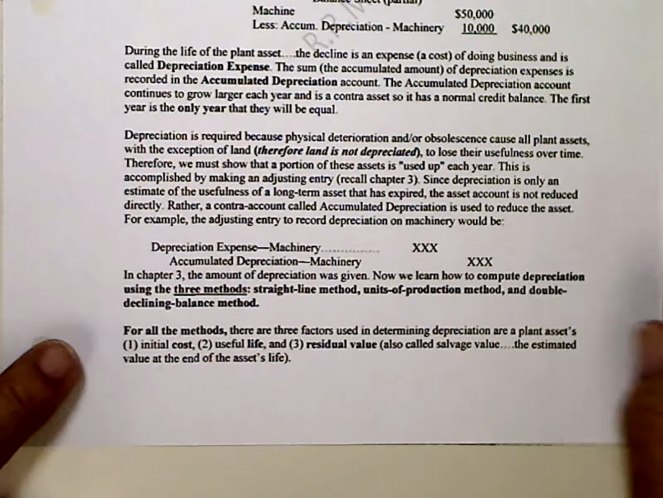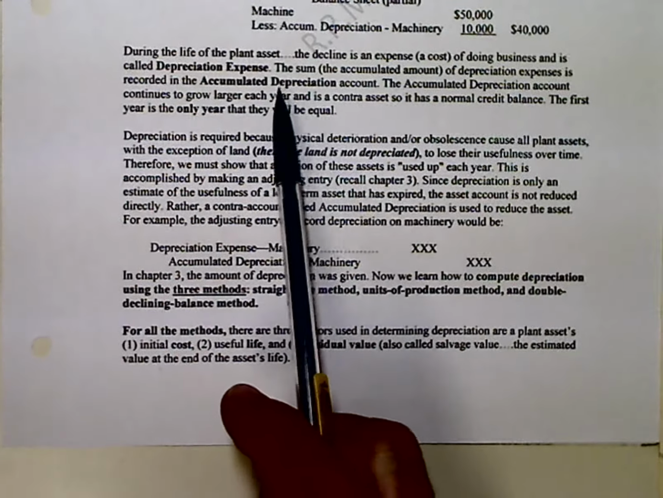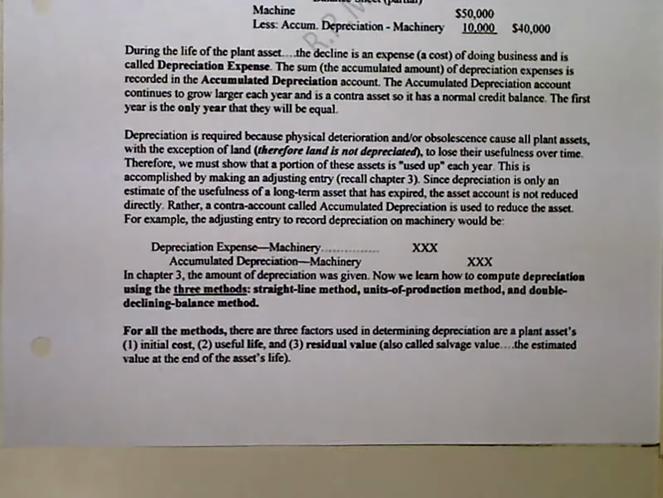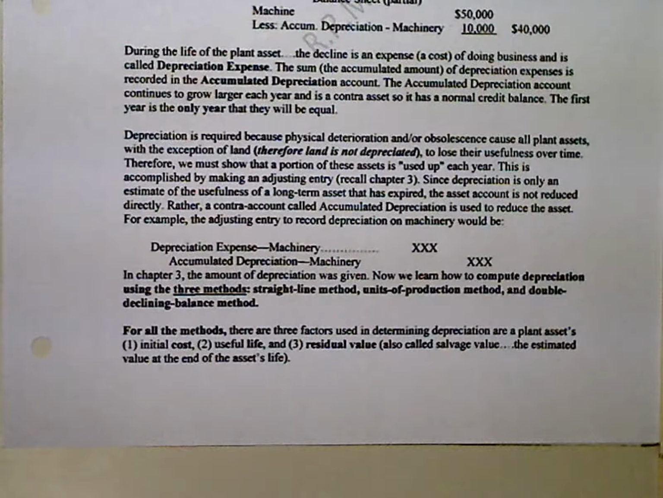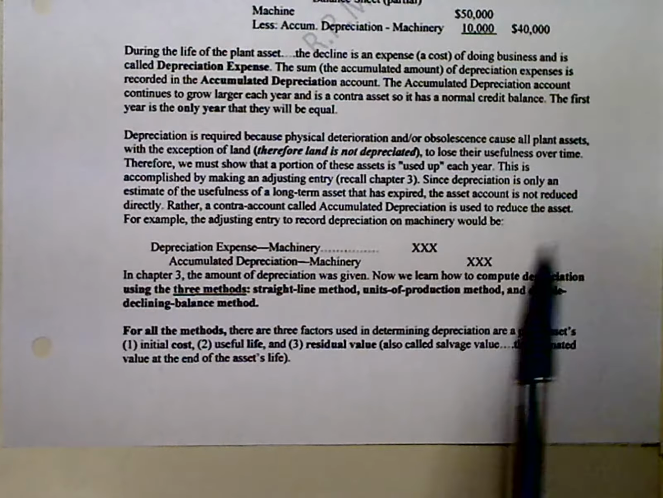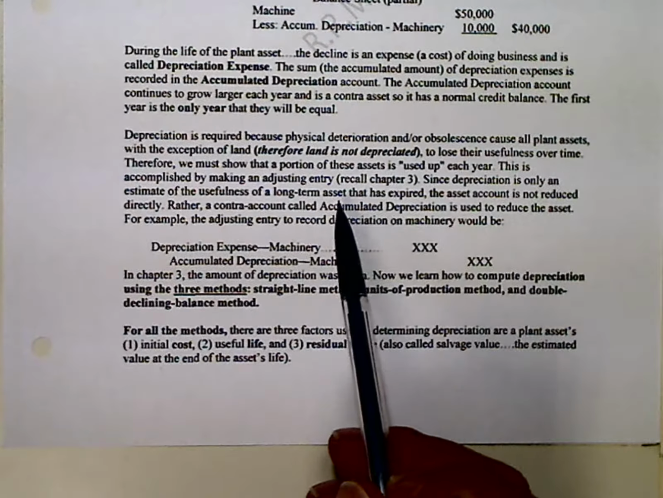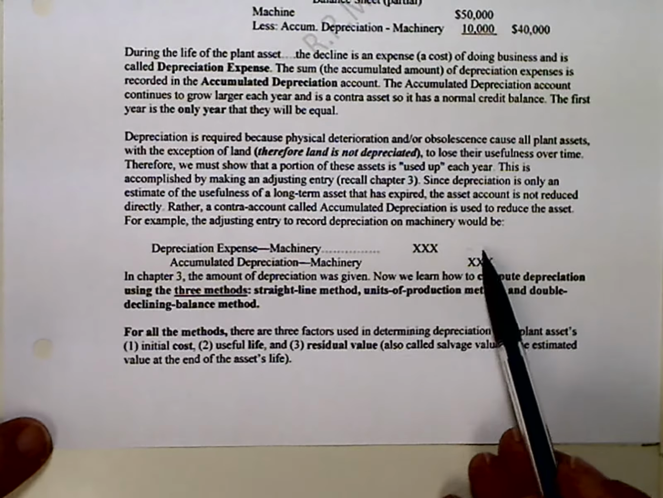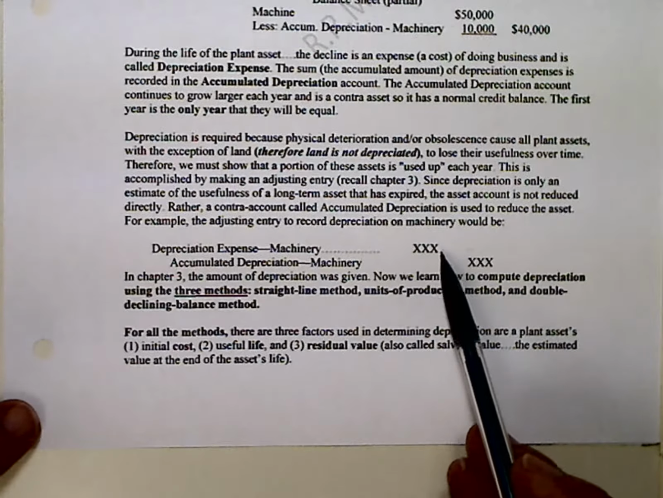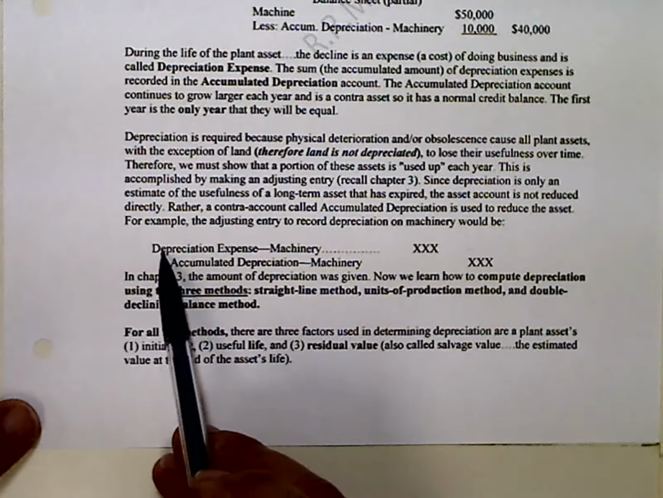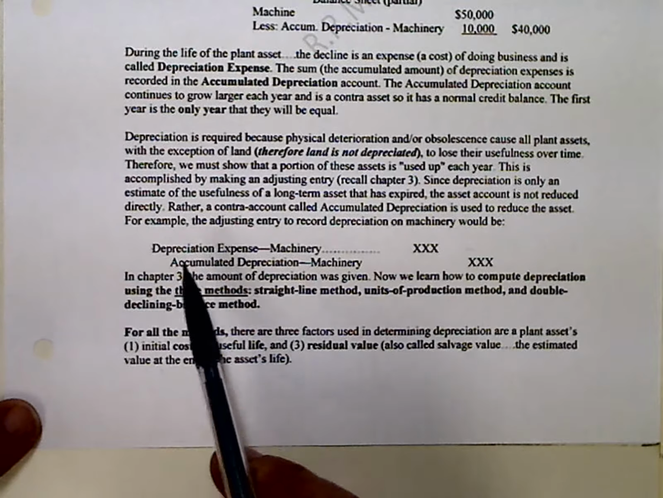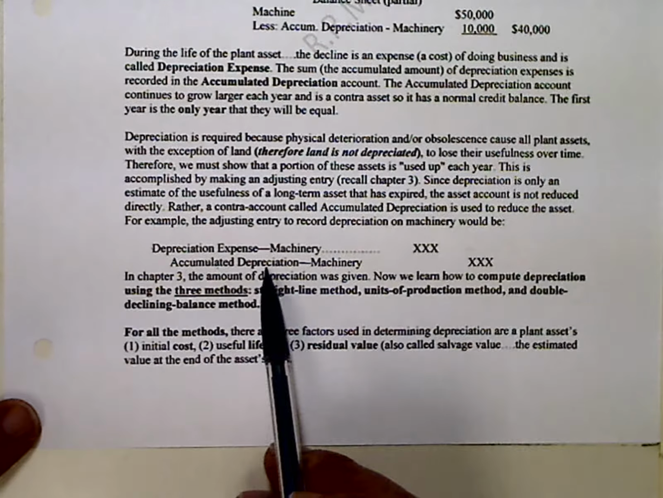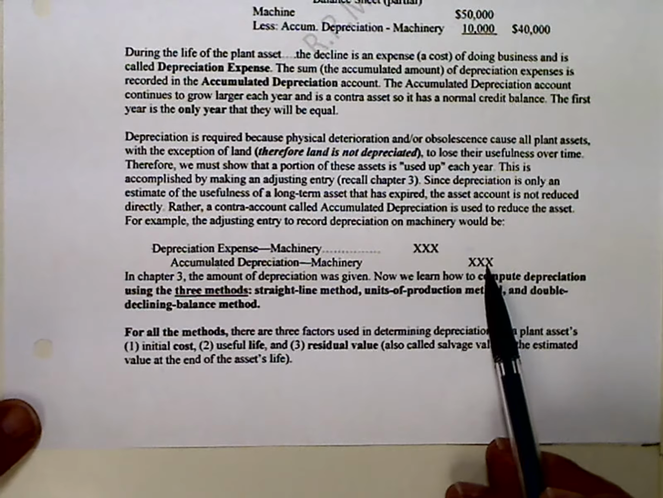The concept of depreciation and making that adjusting journal entry, we first looked at in chapter 3. You may want to review that. Here's the journal entry. This is not new. This is from chapter 3: depreciation expense up, and this contra asset account, accumulated depreciation, up.